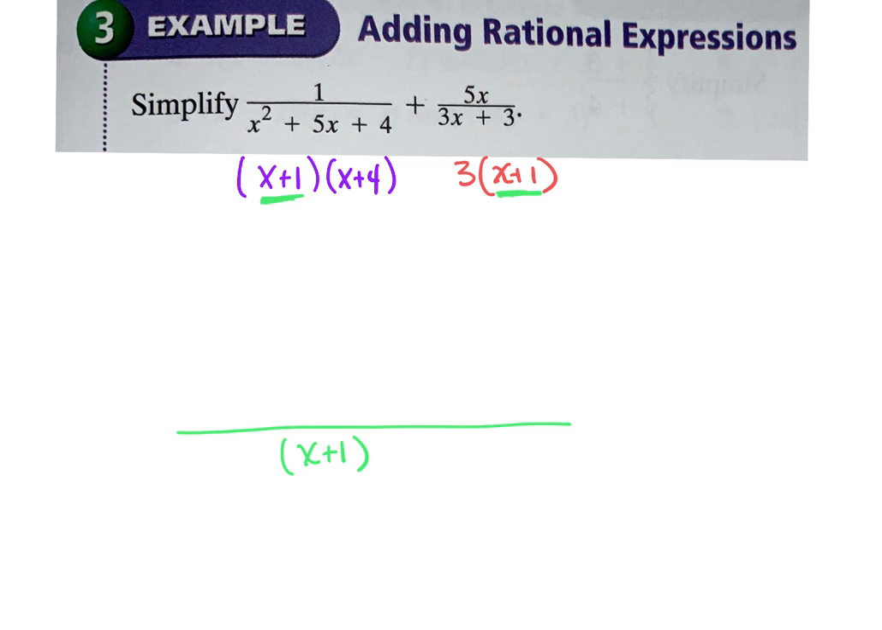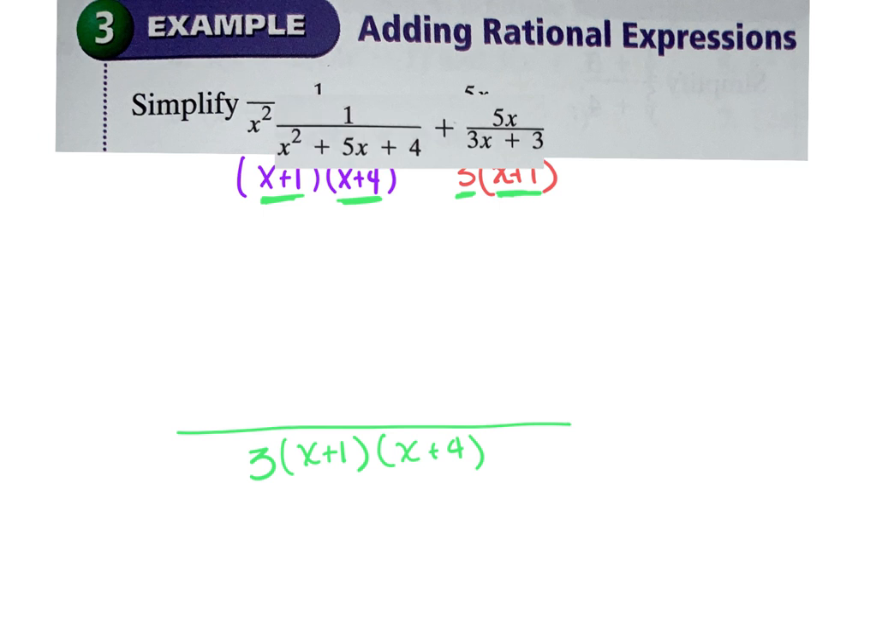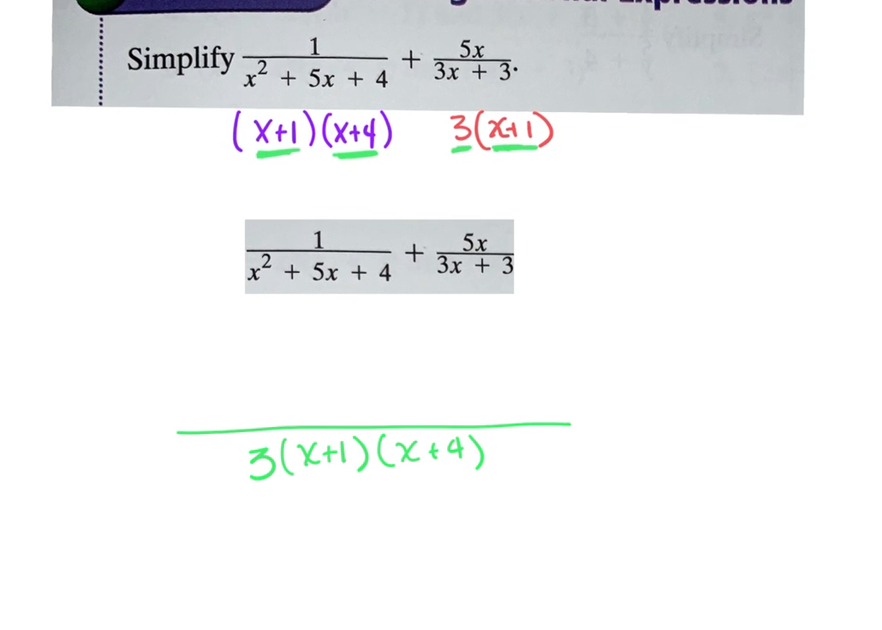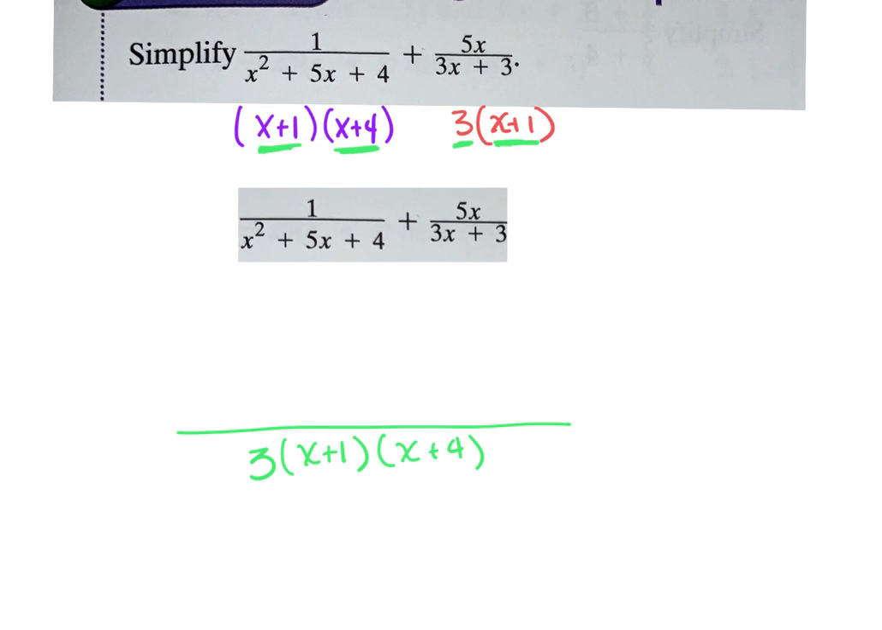All right? X plus 4, that needs to be in my common denominator. And then my 3. So this is my common denominator. I have accounted for every single piece of my factors. All right, so far so good. Now I'm going to take each of these and figure out what I need to multiply by to get that common denominator.